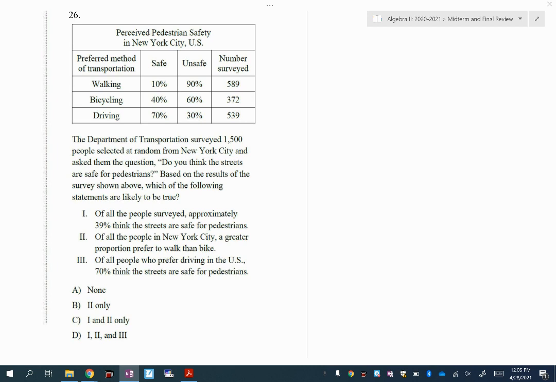Instead, it's giving me percentages in the actual table. That is ridiculous. I've never seen that before. If you have the percentages, that means you have the counts to calculate them. So anyway, fine. SAT, you win. So we have 1,500 people.